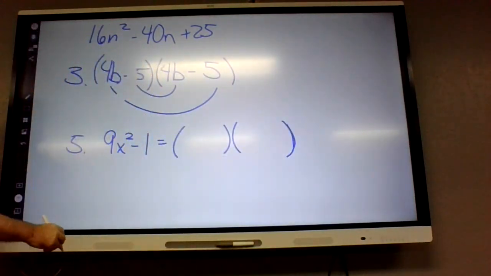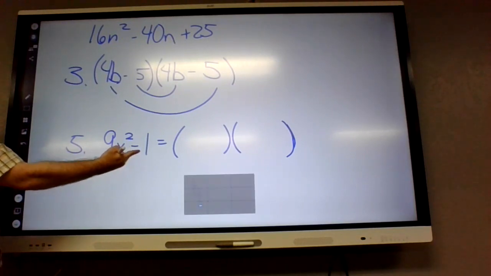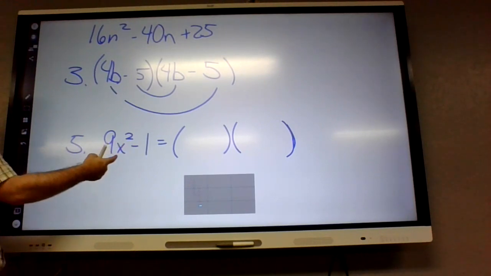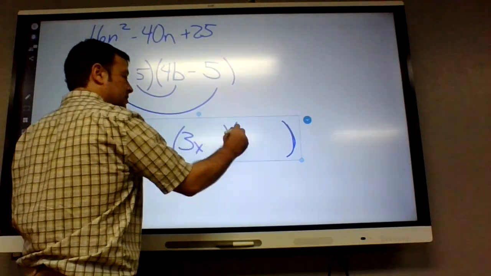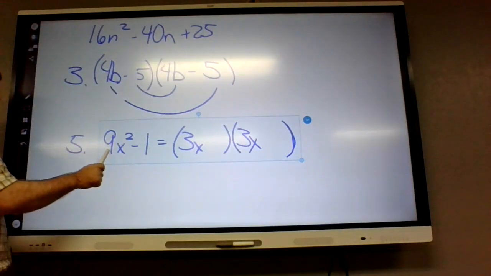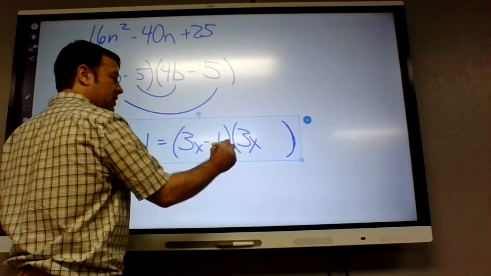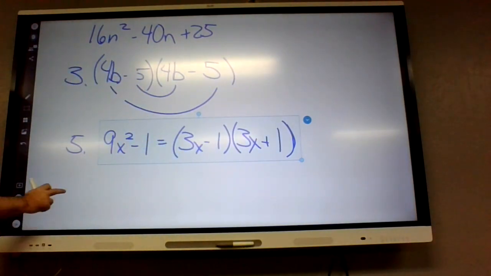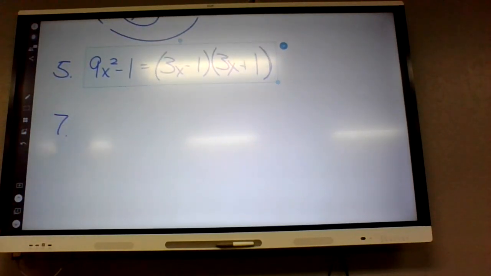Alright. So this is a square minus a square, because what squared equals 1? 1. Okay, so what's gonna go in front? 3x and 3x. That goes into 9x squared. What goes into negative 1? Negative 1 and positive 1. Does the order matter? No, it does not. Order of multiplication does not matter.